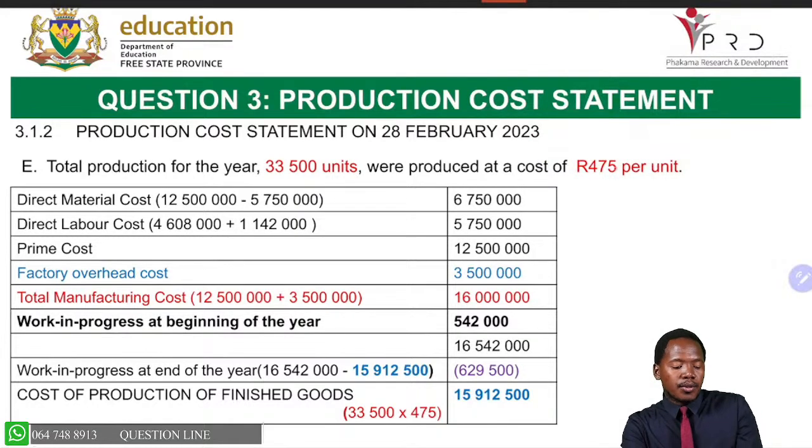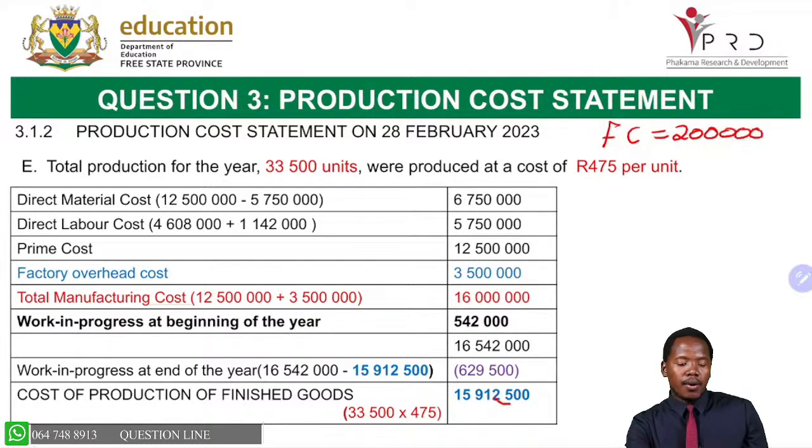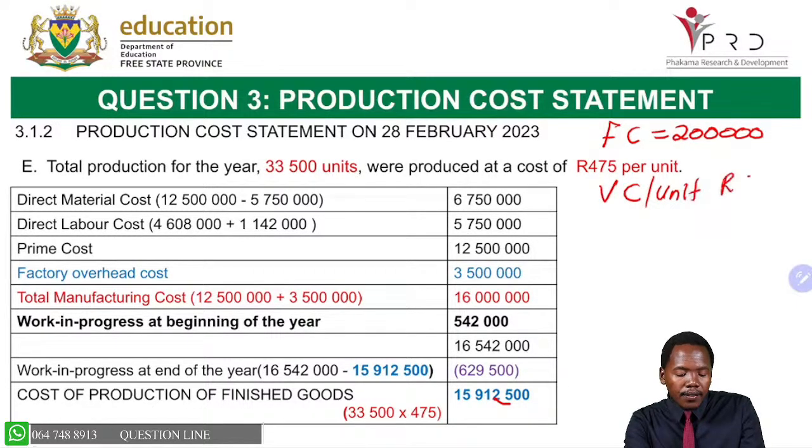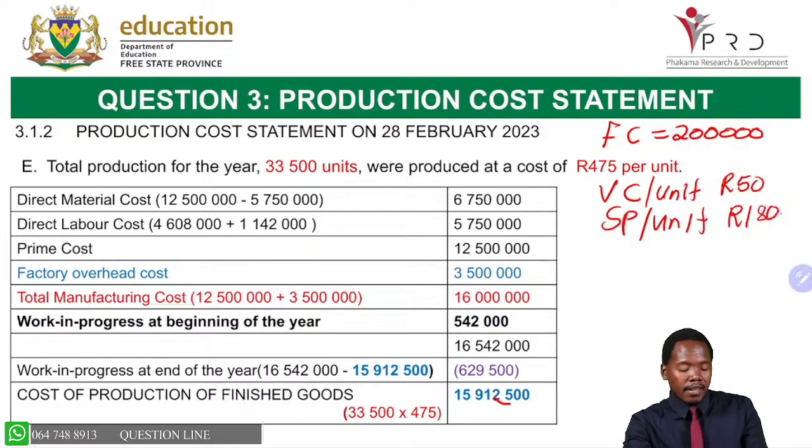Now, I want us to do it practically. If your fixed cost is maybe 200,000, your variable cost per unit is 50 rands. Your selling price per unit is 180. How do we get our break-even point? The question says calculate your break-even point now. How do we calculate break-even point?